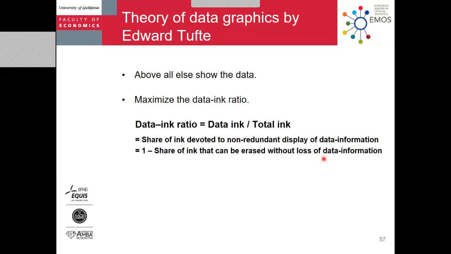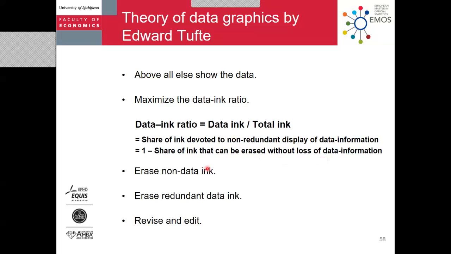So what exactly could we or should we erase without the loss of information? What can we delete? Well, we can first delete non-data ink, and this is the ink that doesn't represent data and creates clutter in a graphic. And we could also erase redundant data ink. We speak about redundant data ink when more than one graphical element is used to display the same data information. And Tufte calls graphs with too much of these two, too much non-data and redundant data ink, chart junk.